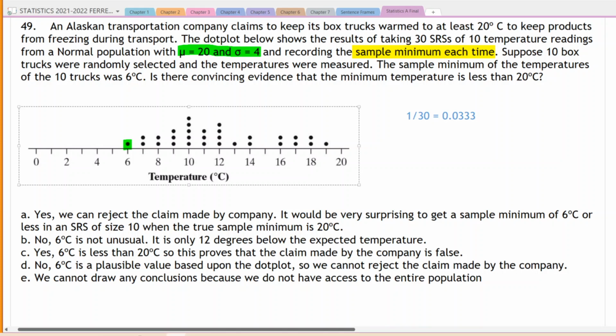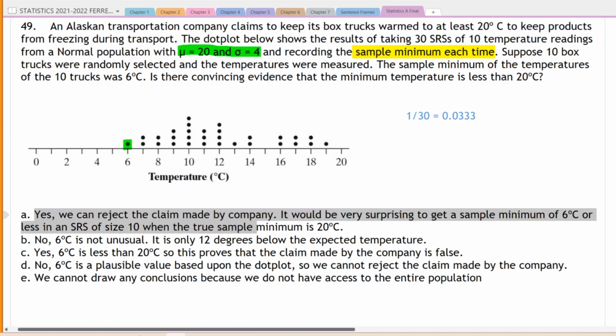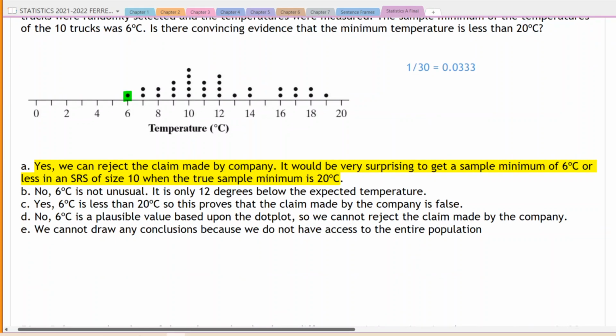So since we got a minimum temperature of 6 in this one sample, it's very unlikely that the actual mean temperature would have been 20. So yes, we can reject the claim made by the company. It's very surprising to get a sample minimum of 6 degrees or less in a sample of 10 if the true mean was actually 20. So basically that 6 is statistically significant because the probability of 6 or less is lower than 5%. This will definitely become much more clear later on in the semester as we continue.